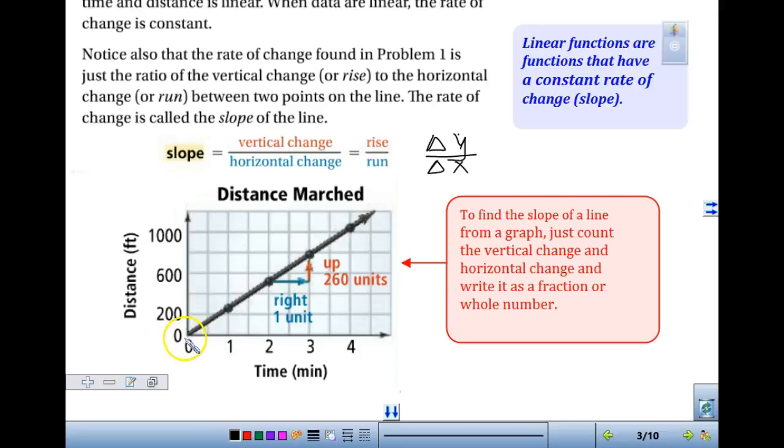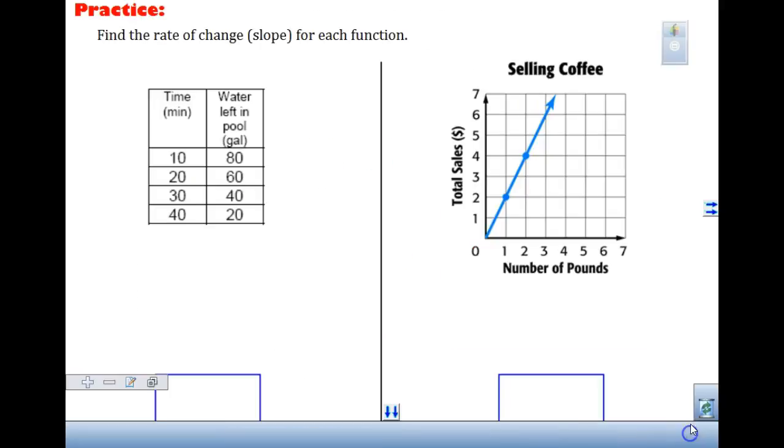If you were graphing these different points at 0, 1, 2, 3, does it make sense that this is a continuous graph and not discrete? Because you can march for 1.5 minutes, right? You can march for 20 seconds. You can march for 3.5 minutes. So this is a continuous graph if we look at that. So the slope of the line of a graph just counts the vertical change. We went up 260 units as we went 1 unit to the right.